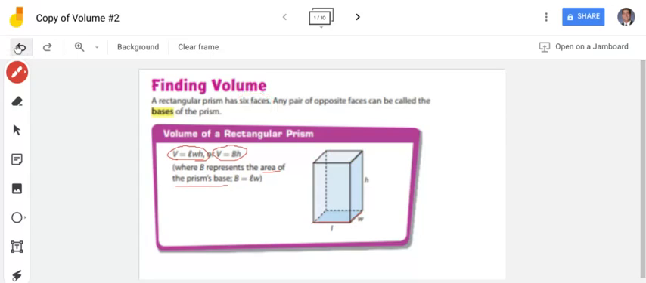How many edges are there? The edges are where the faces meet. So there's an edge, 1 edge, 2, 3, 4. Okay, then we have the ones sort of going up. We have 5, 6, 7, 8. Then we have the ones up top. 9, 10, 11, and 12. Okay, so 12 edges. So 6 faces, 8 vertices, 12 edges of a rectangular prism.